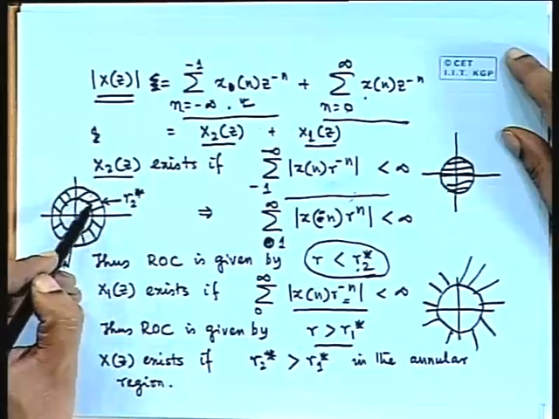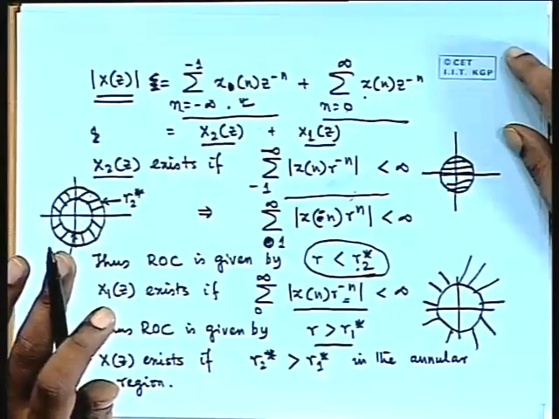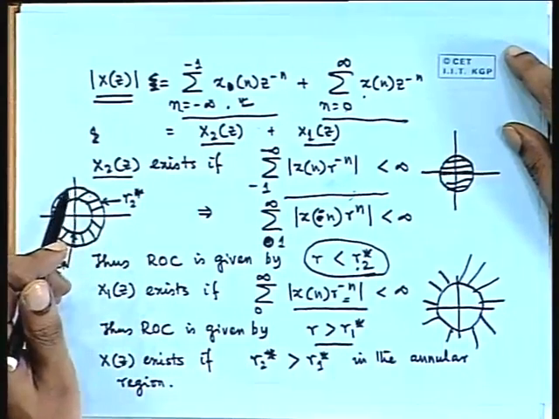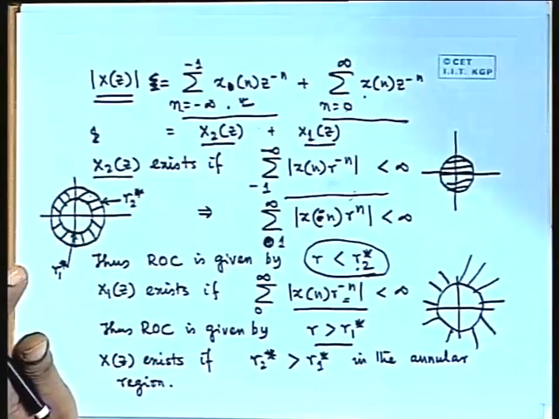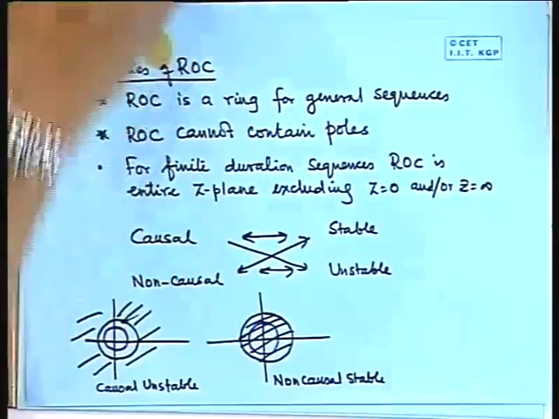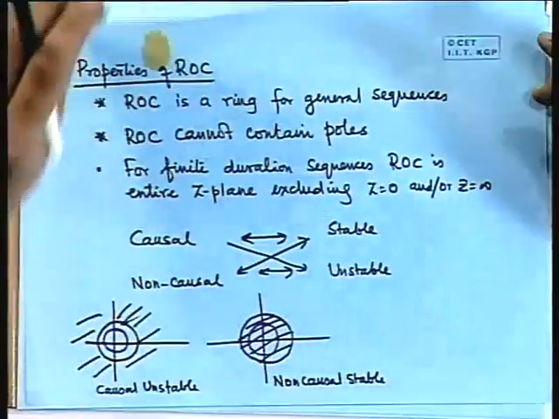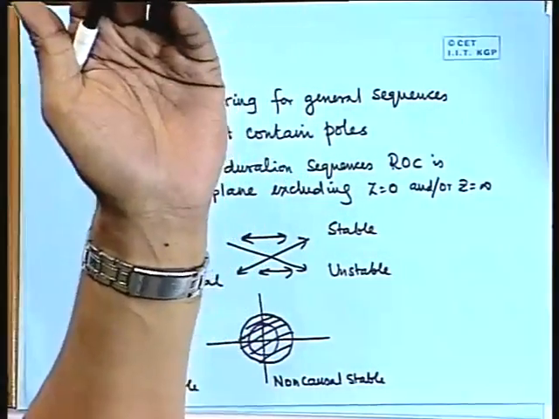And if this annular region contains the unit circle, then it will be stable and the Fourier transform will exist. If the annular region does not contain the unit circle, then the system will be unstable. If r1 is greater than r2, then the Z transform does not exist, because there is no intersection between the regions of convergence. There is no point in z where both X1(z) and X2(z) will converge. So therefore the sum X(z) cannot exist.